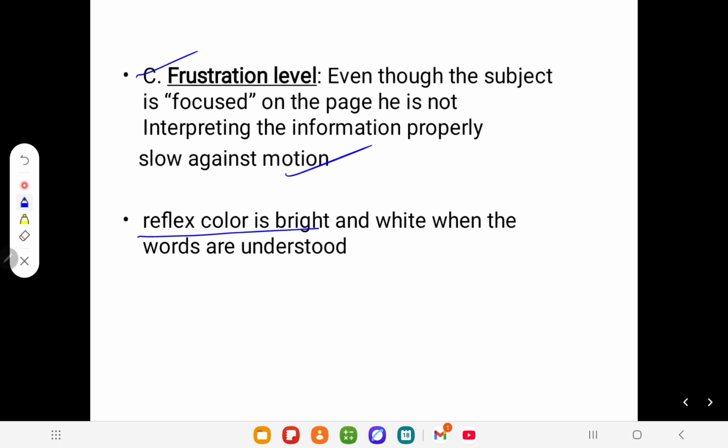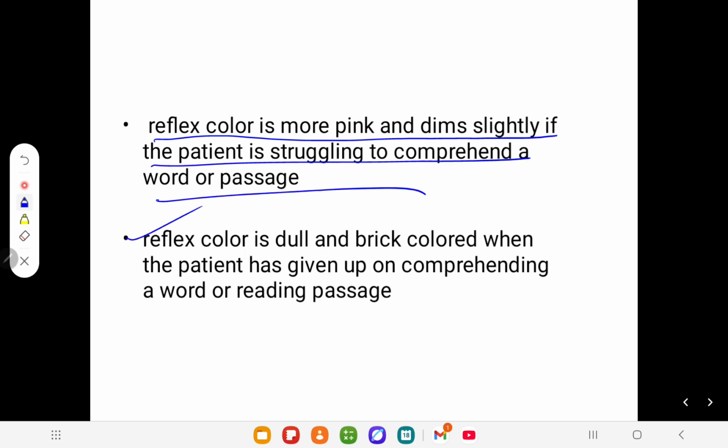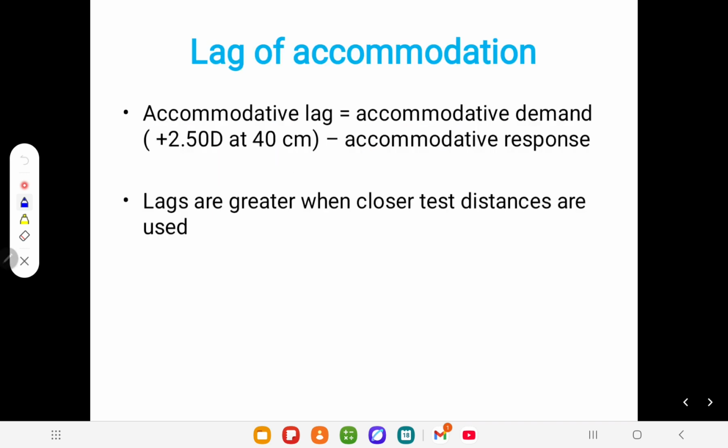The reflex color is bright and white when words are understood. So that's another level. Red reflex colors are more pink and dimmed slightly to the patient's resting than this. The reflex color is dull and brick color when the patient has given up the comprehensive word for reading patients. So there are a lot of things that go. The last two I wasn't interested in, so just read them as reading things.